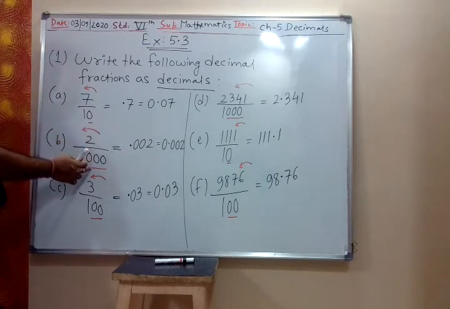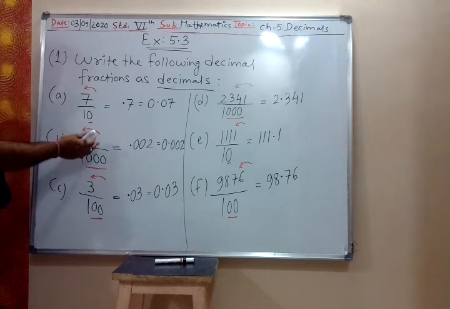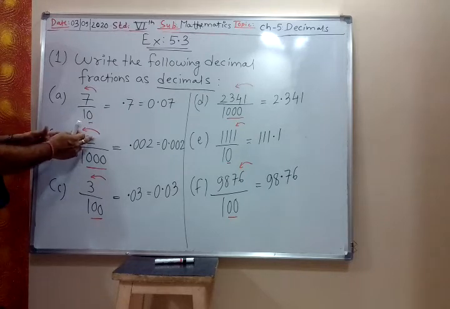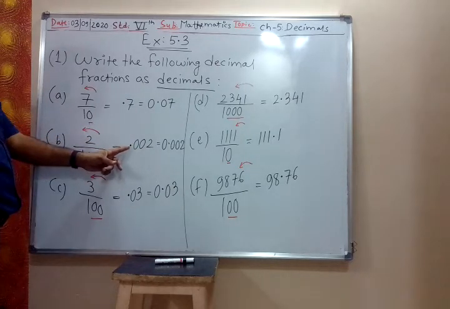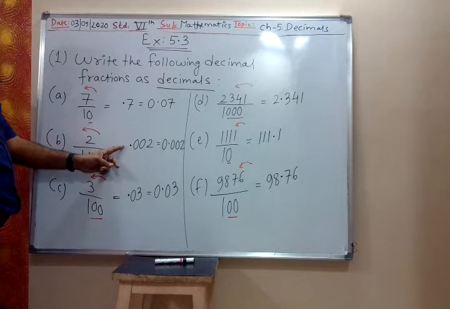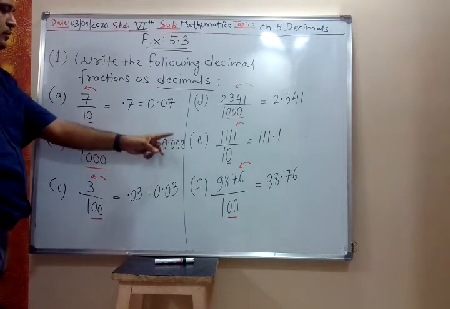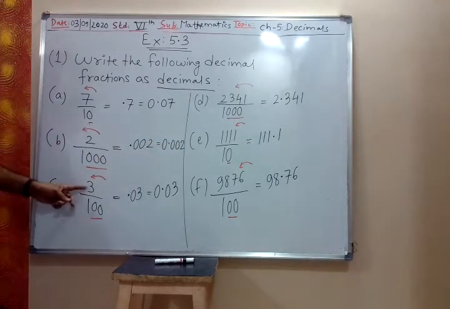Then 2 upon 1000. There are 3 zeros in the denominator. So now I will start from the right and put the decimal after 3 digits. So 2, 0, 0, put the decimal. So 0.002. Before the point there is no digit, so I can take it 0, 0.002. Then 3 upon 100.